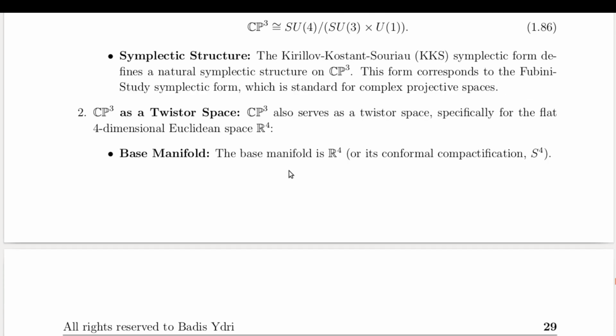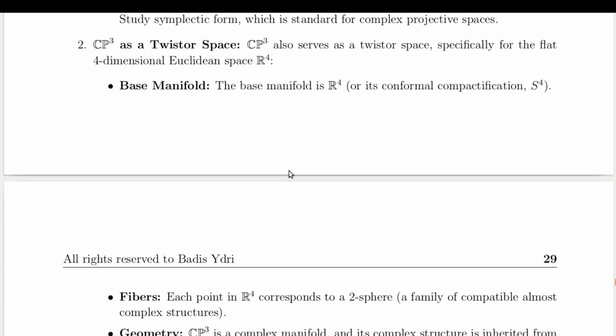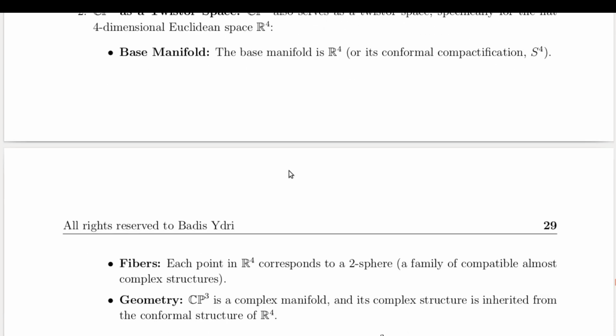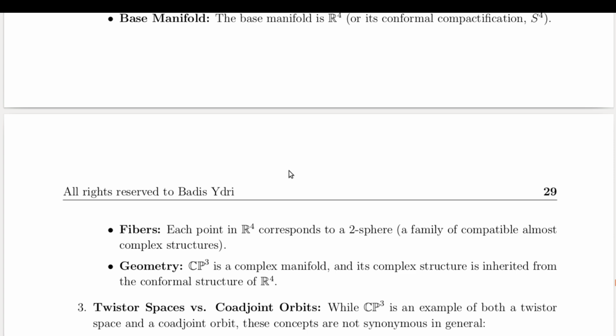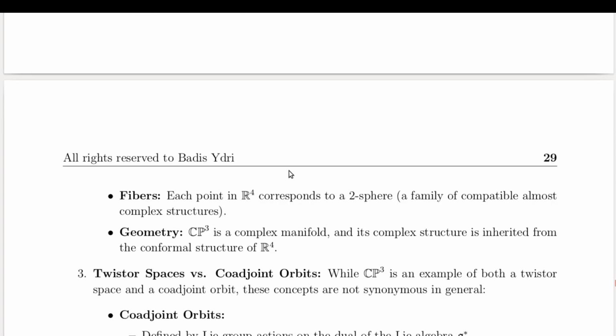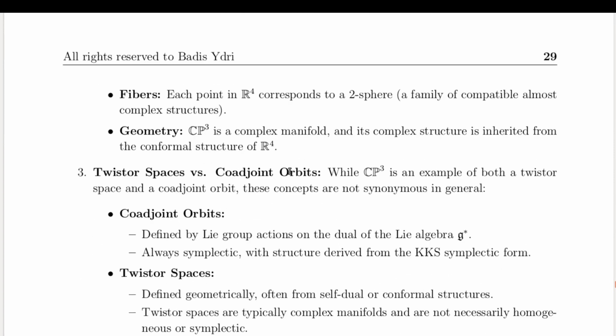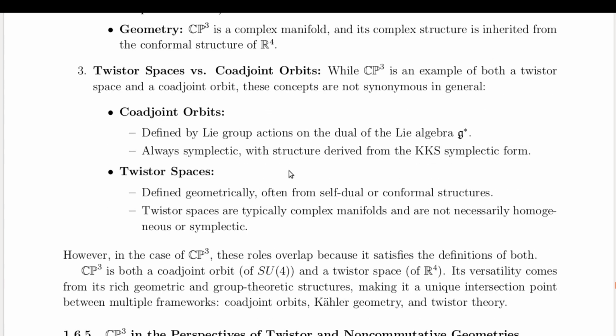It can be understood as a fiber bundle over S4 in Twistor geometry or over S2 in non-commutative geometry. Both perspectives firmly connect CP3 to the four-dimensional structure of our universe. In Twistor geometry, CP3 encodes conformal and self-dual structures, linking it to quantum field theory and gravitational physics.